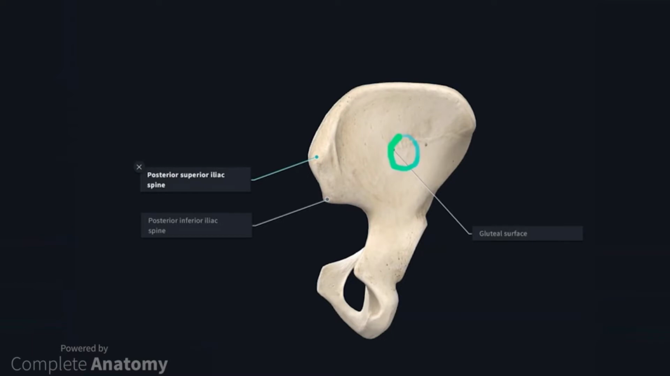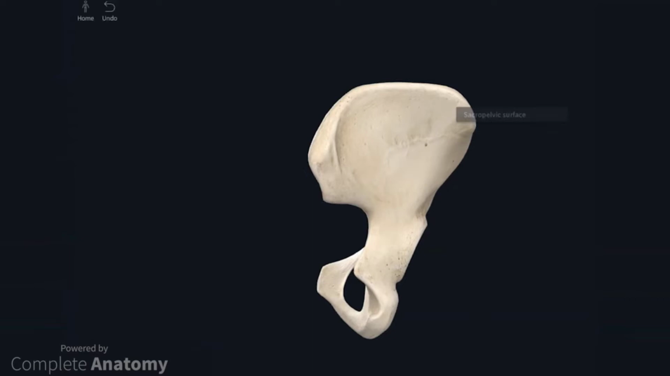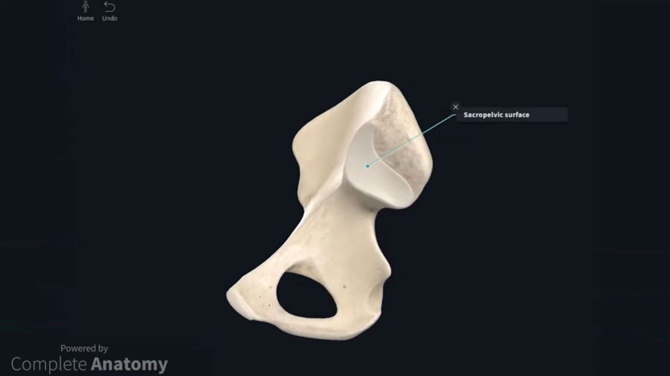The gluteal surface is the attachment site for the gluteal muscles. This notch in the bone here is the greater sciatic notch. I will touch upon this later on in the video. The sacropelvic surface is where the sacrum articulates with the coxal bone.